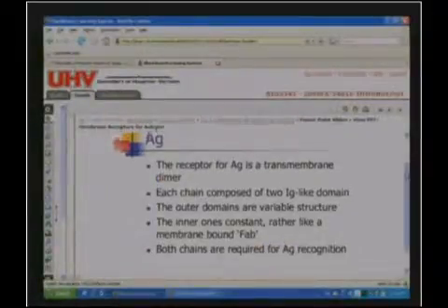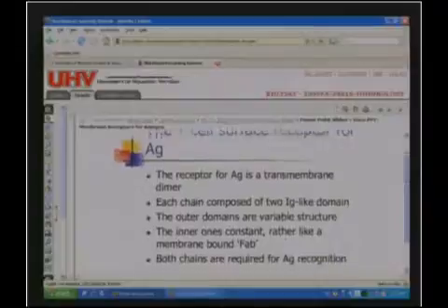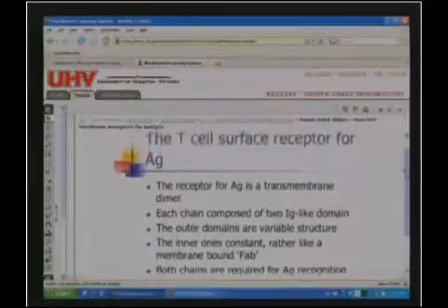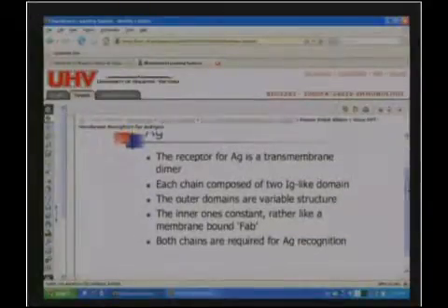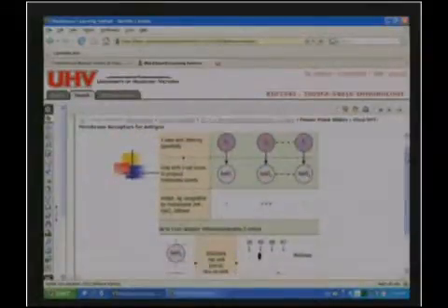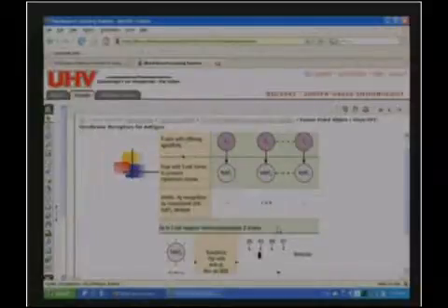And then the Ig receptors: the antigen receptor is a transmembrane dimer, each chain composed of Ig-like domains. And these are the T cell surface receptors. The inner one is constant, rather like a membrane-bound Fab. That Fab is the fragment antigen binding, right? Both chains are required for antigen recognition. These are some of the experiments. It's not much on this because of the hybridoma; we will see about this because I didn't teach you about hybridoma technology. That we will cover in another couple of classes, then you will understand this.